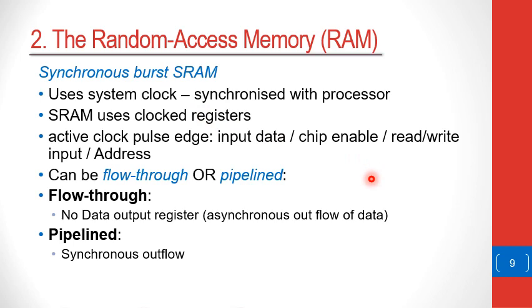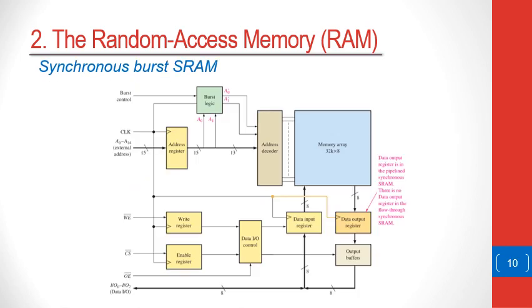So there are two types generally of SB SRAM, which is the flow through type and the pipeline type. The difference here being that for the flow through type, the data output register is not available, whereas in the pipeline type, the data output register is also there. So for the flow through type, the data is available asynchronously, so it just flows out asynchronously, whereas in the pipeline type, even the data outflow is synchronous.